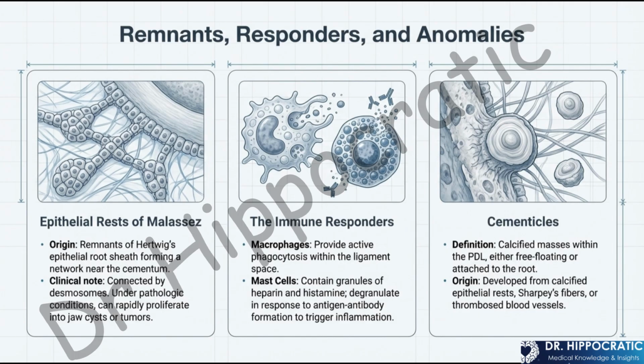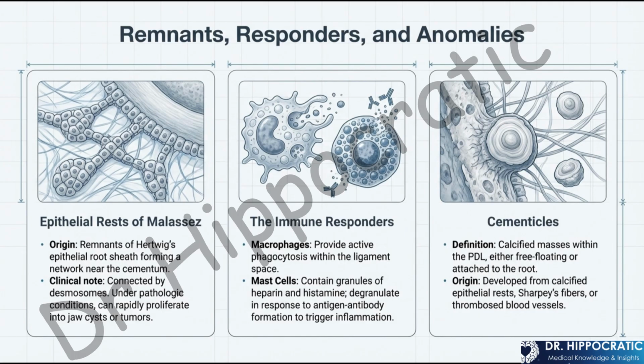Oh, I like that. Usually harmless, but if a water main breaks and floods the area with inflammation, that old equipment gets triggered and causes massive structural complications. Yes, exactly. Then you have the immune responders acting as the city's security detail. You have macrophages constantly patrolling the fluid for cellular debris, and mast cells, which are packed with heparin and histamine, ready to degranulate and trigger an intense inflammatory response the second they detect an invader. And finally, you have cementicles, which are just strange, free-floating calcified masses sitting in the tissue. It's a very crowded neighborhood.